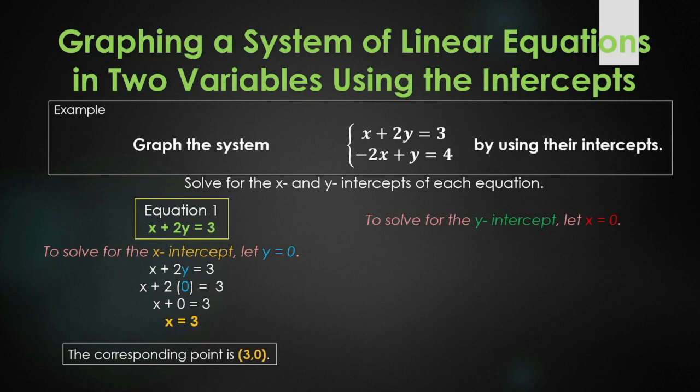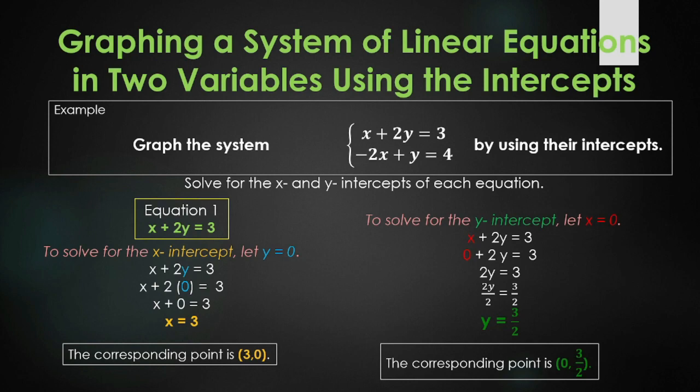To solve for the y-intercept, we let x equal to 0. So in the same equation, x plus 2y equals 3, substitute 0 to x. Now you have 0 plus 2y equals 3. 0 plus 2y is 2y, and 2y is equal to 3. To solve for y, divide both sides of the equation by 2. So 2y divided by 2 is y, and 3 over 2 is equal to 3 over 2. This is the y-intercept. The corresponding point for this is 0, 3 over 2.